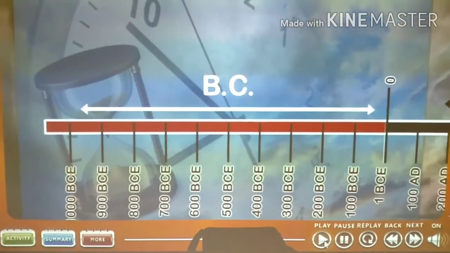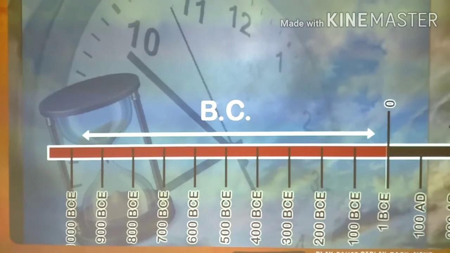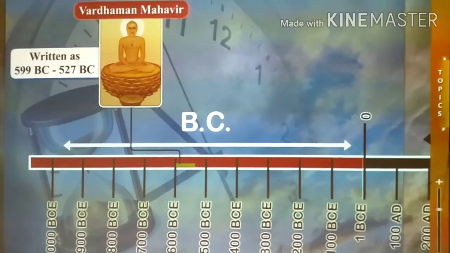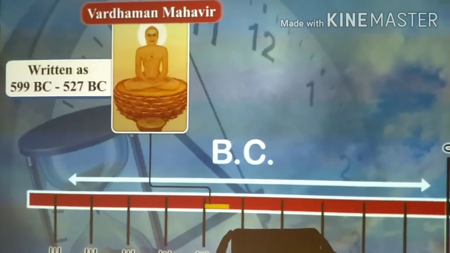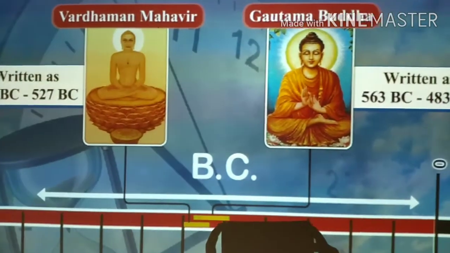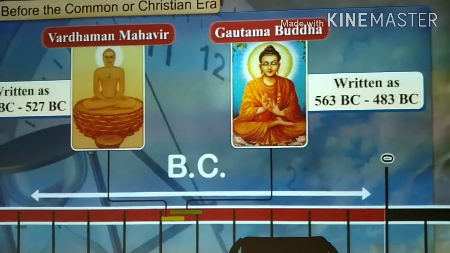Let us look at some examples of this method of indicating time before the Common or Christian Era. The lifetime of Vardhaman Mahavir is written as 599 BC to 527 BC. The lifetime of Gautam Buddha is written as 563 BC to 483 BC.